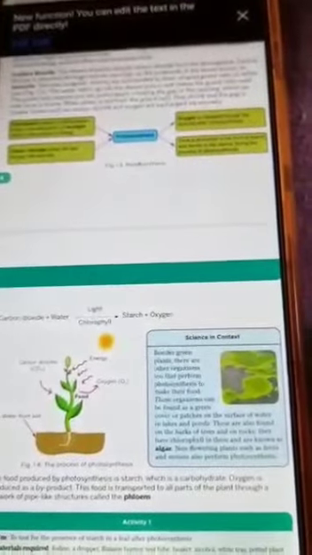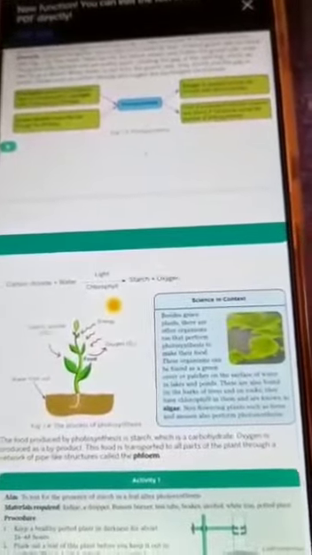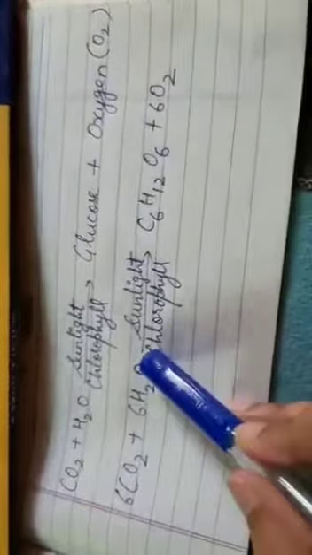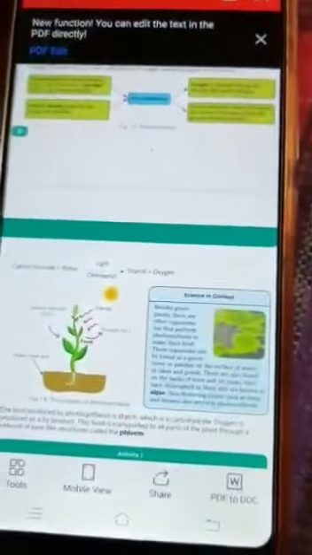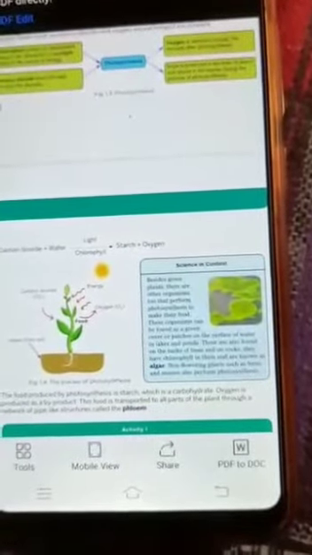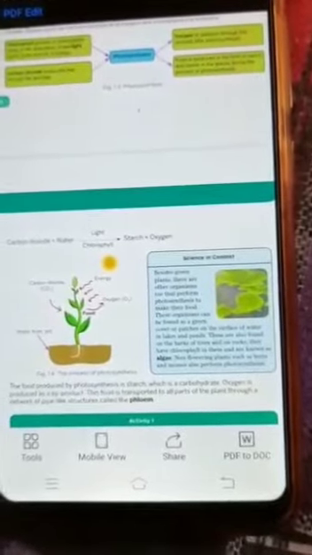As you can see the balanced equation over there, carbon dioxide plus water in presence of sunlight and chlorophyll is converted into glucose and gives out oxygen also. So you see this equation, we have to balance this equation. 6 CO2 plus 6 H2O in presence of sunlight and chlorophyll is converted to glucose, the formula of glucose being C6H12O6, plus 6 O2. So this is the equation for photosynthesis.